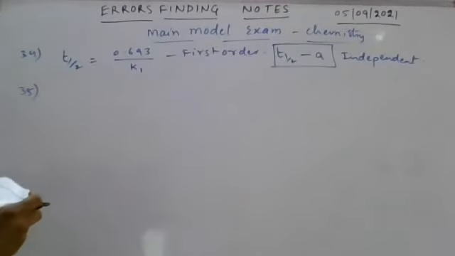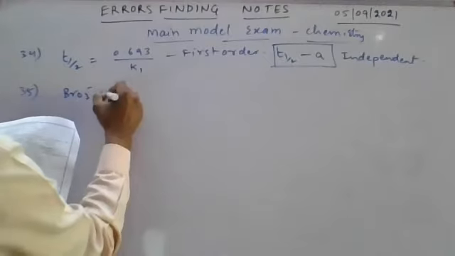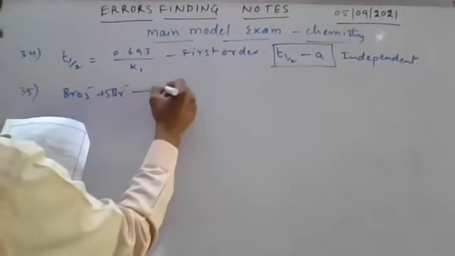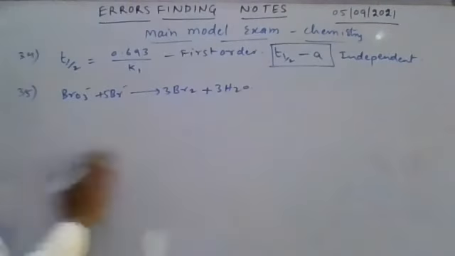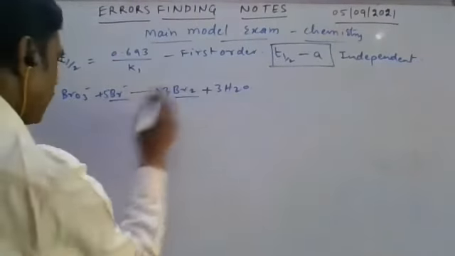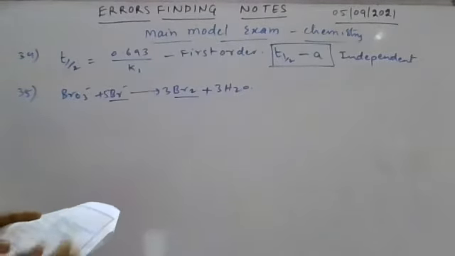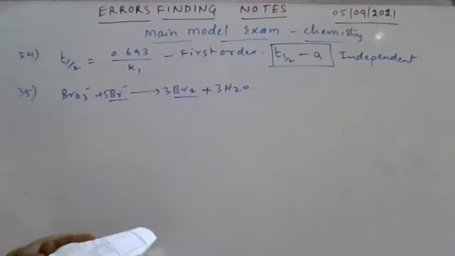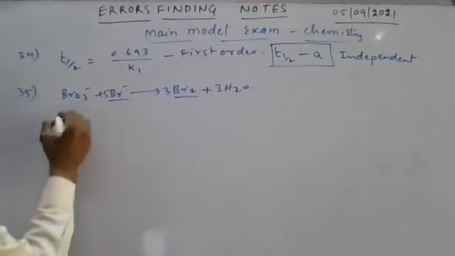Next one, here a relation is given. BrO3 minus plus 5Br minus gives rise to 3Br2 plus 3H2O. With respect to Br minus and Br2, they gave the relation, the rate of disappearance of Br minus. Okay, that is the relation. Write down the rate expression.